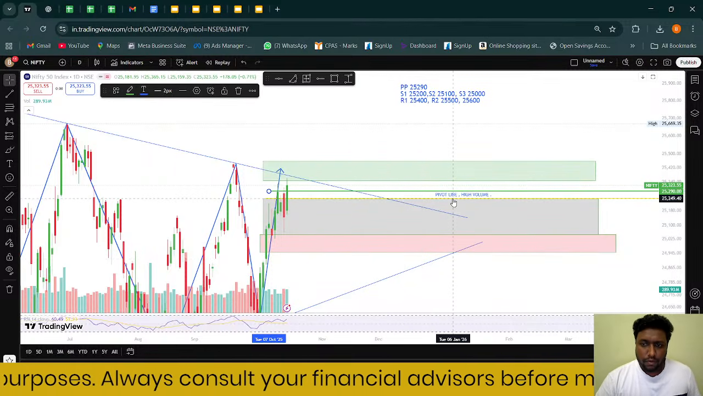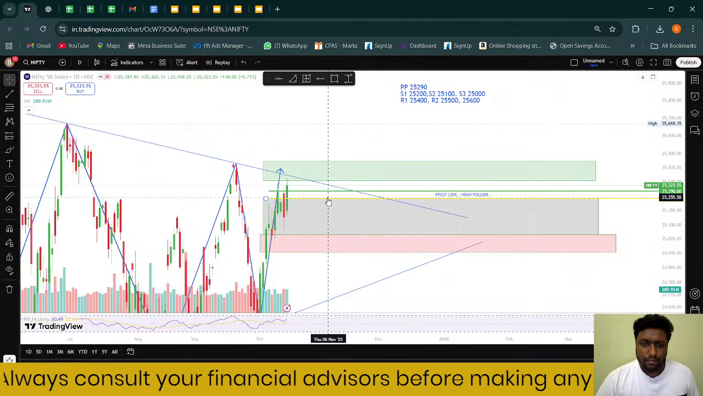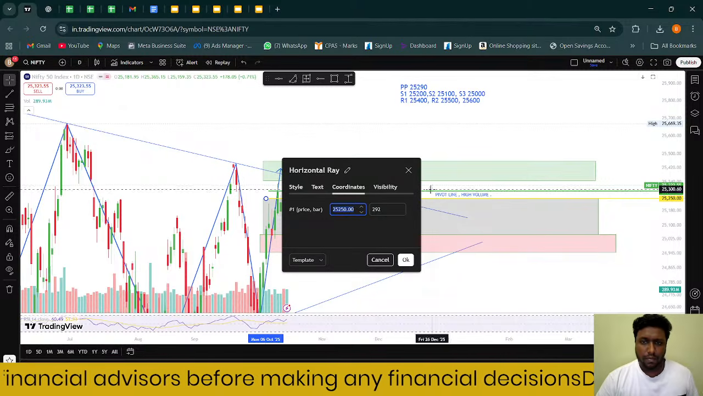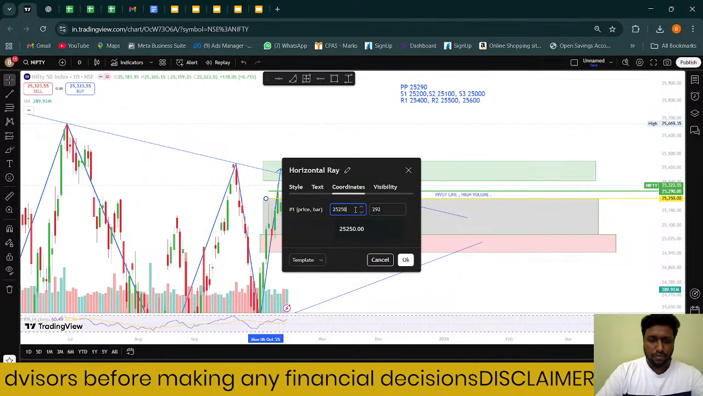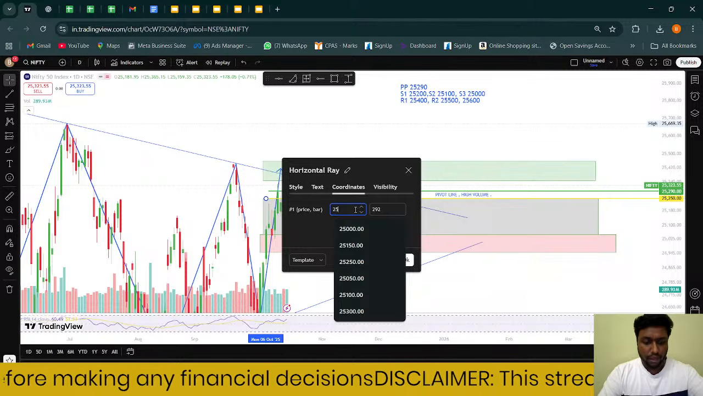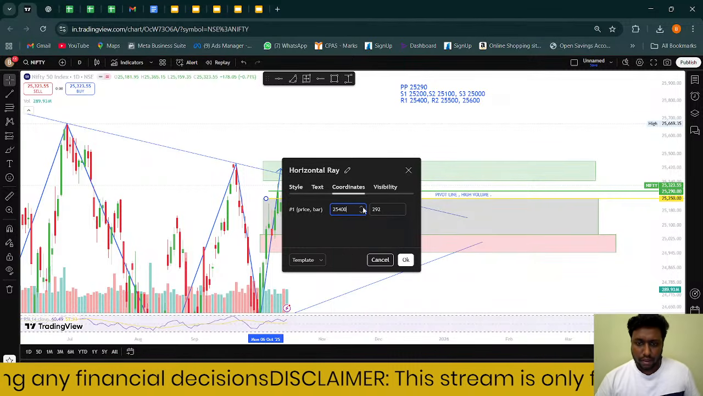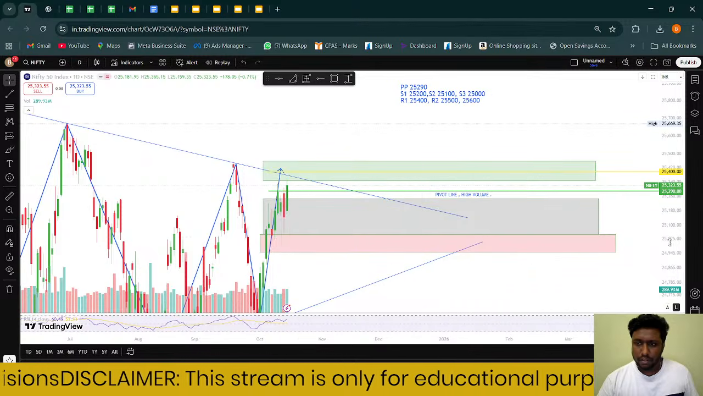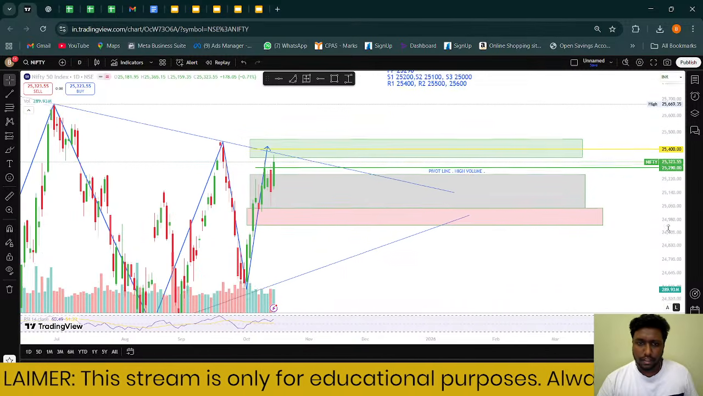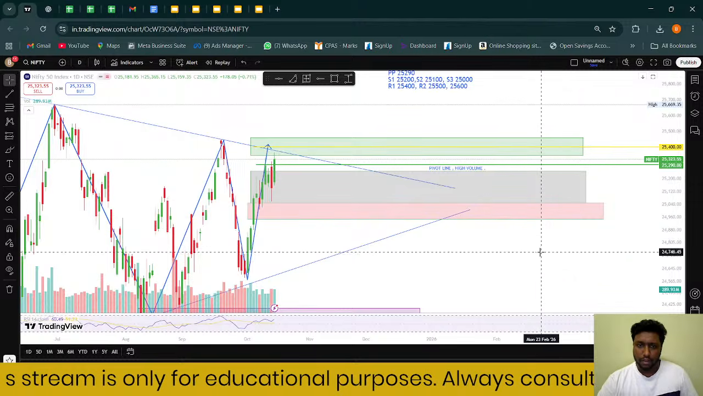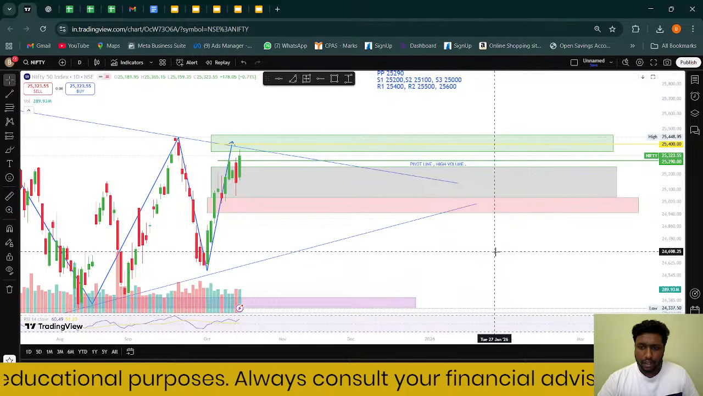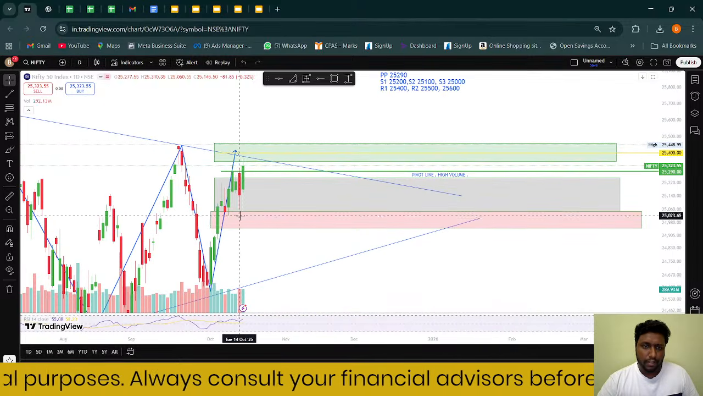So the R1 level will be 25,400. Yesterday's was 25,250, which we got a proper breakout above that level. 25,400 is the R1. So you can clearly see that the movement yesterday, we had a good positive movement in the market with a good volume, and we can clearly see that the buyers are back in the market.